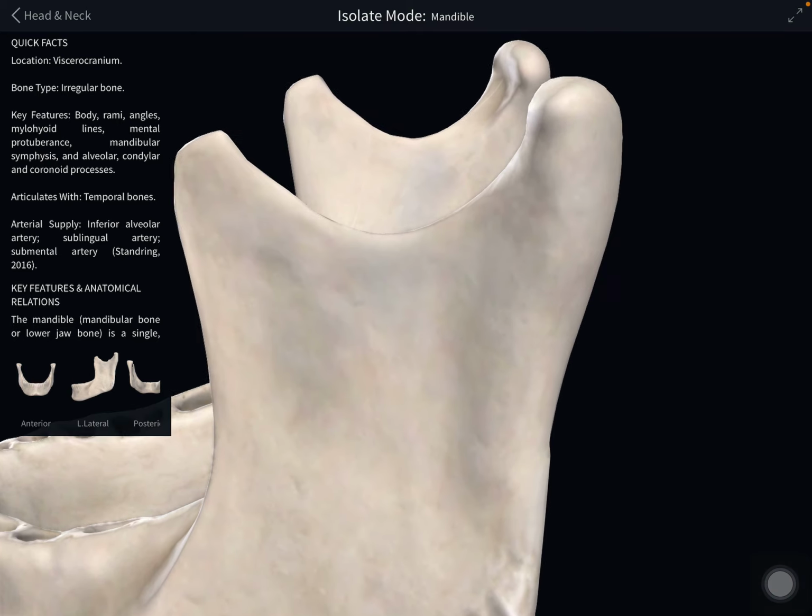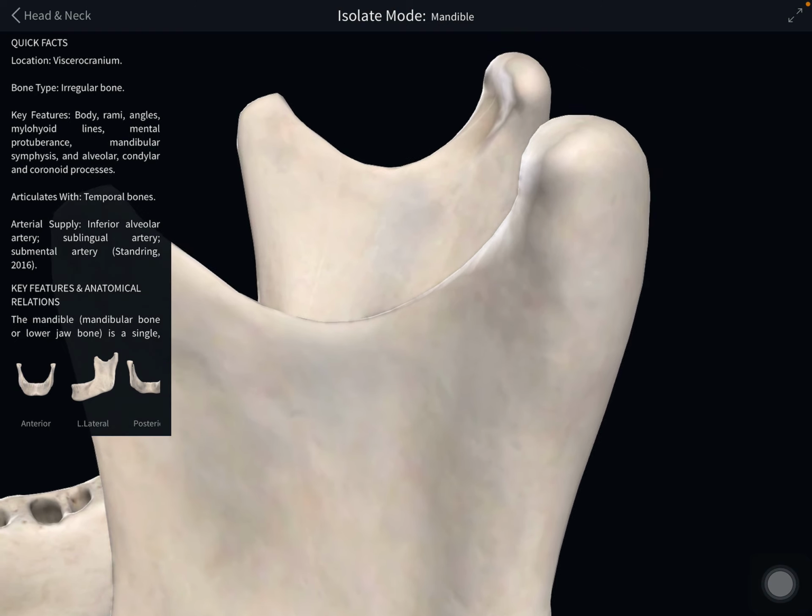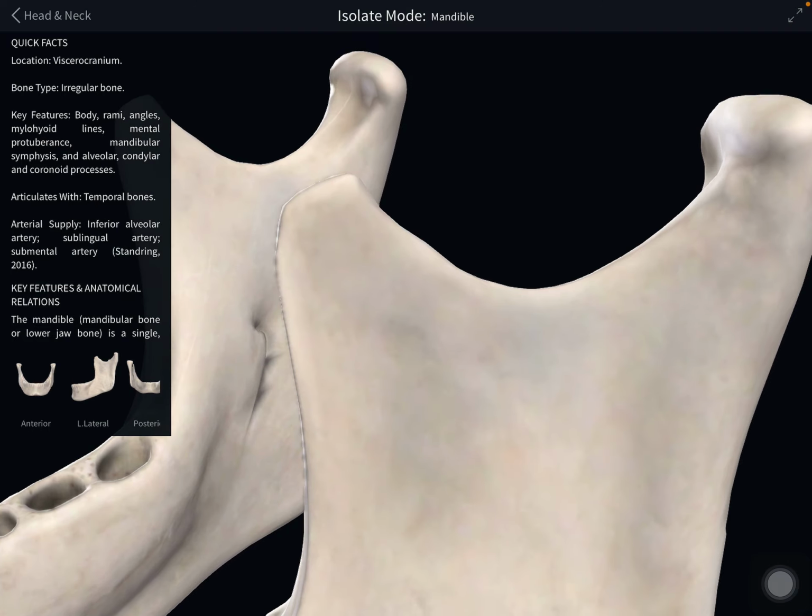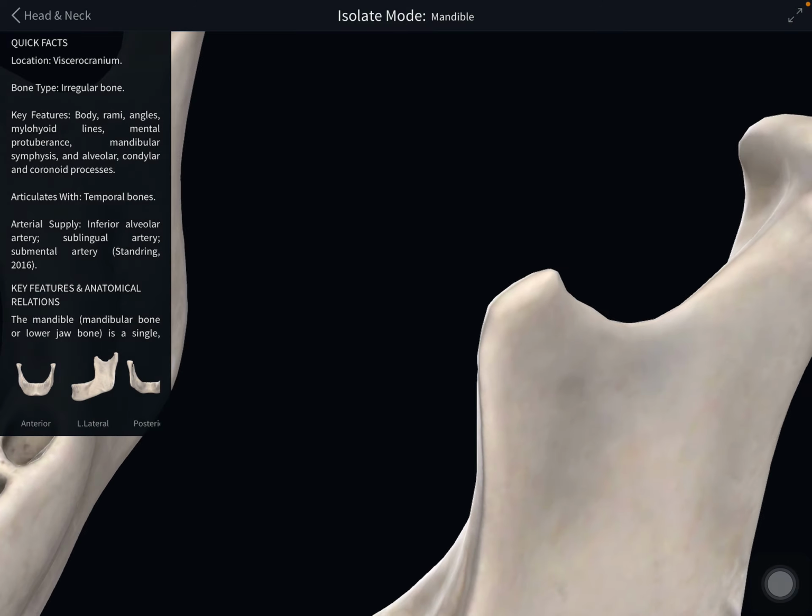Now we will see the condylar process. Condylar process extends superiorly from the posterior and superior borders of the ramus, and it consists of the head of the mandible, which is expanded medially and participates in the formation of the temporomandibular joint, and the neck of the mandible. So this is the neck of the mandible.